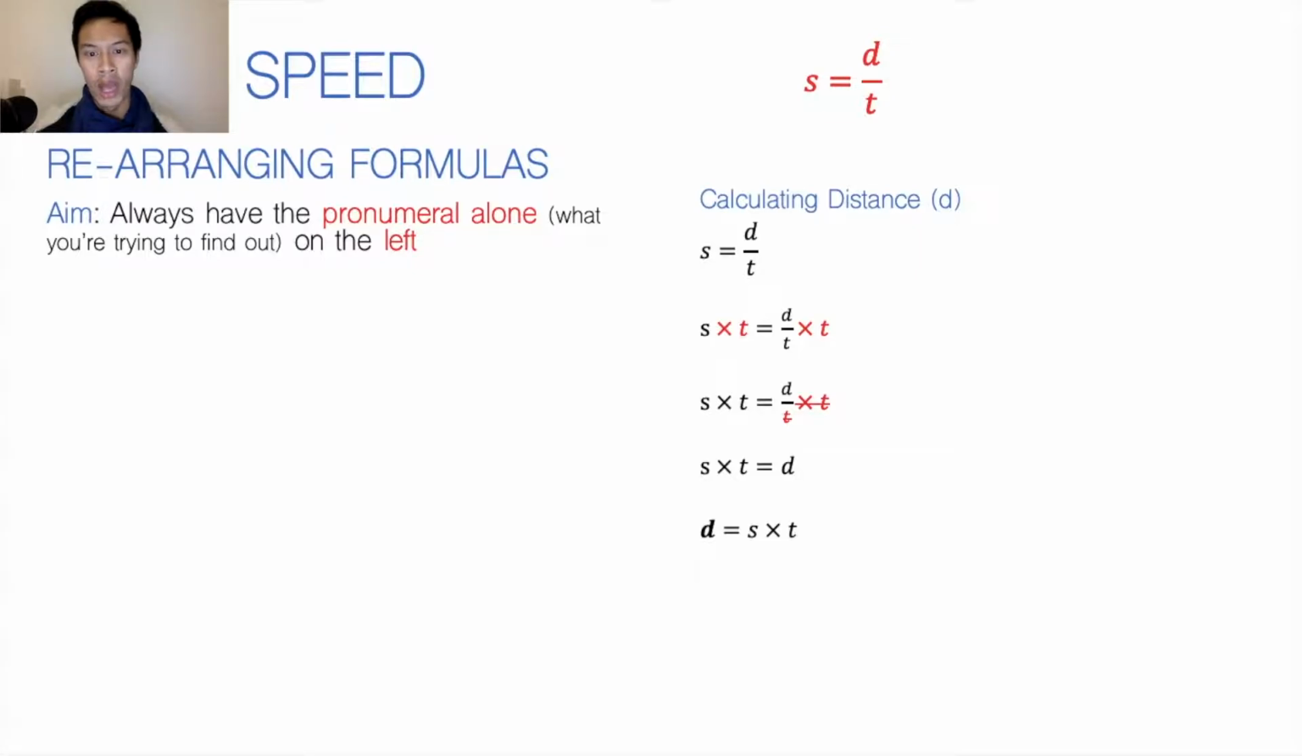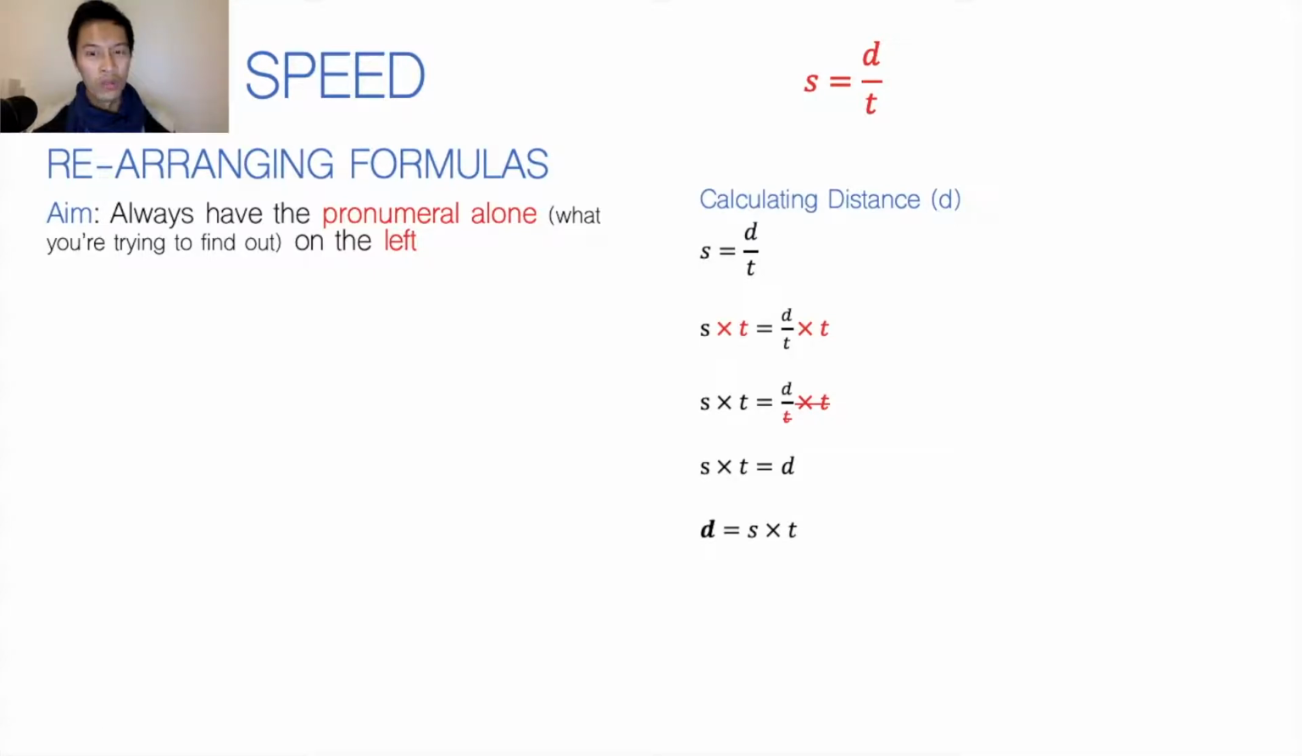So if I look at S equals distance over time, well, if I want to get rid of that T, what I can then do is multiply everything on the right side of this formula by T, because D divided by T times T would mean that the two cancel out. However, I can't just do that on the right side. I have to apply the same rule on the left side, okay?